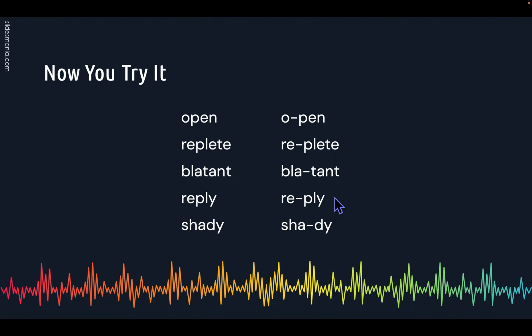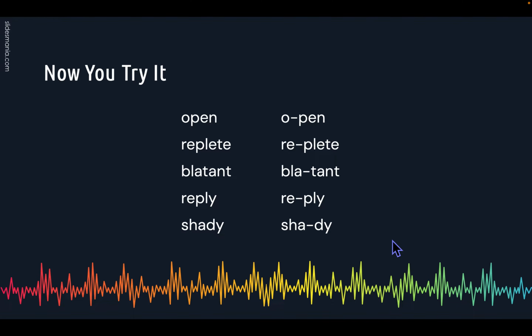Now, the Y makes things more complicated. Y at the end of a syllable, if it's not the last syllable, often says the long I sound, and it does it in this word here, reply. Most of the time, at the end of a multi-syllable word, the Y is the suffix with the long sound of E, like in shady.